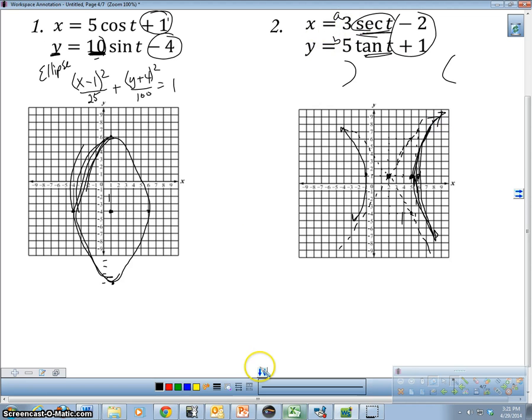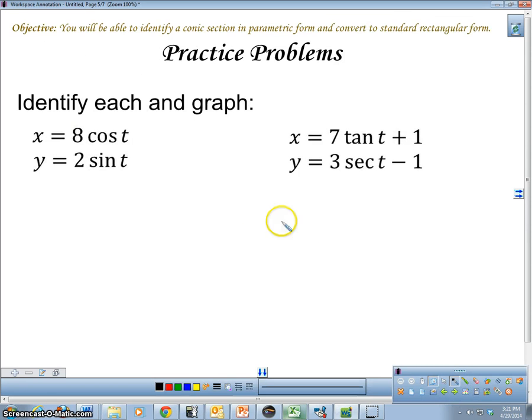All right. Okay, so here are a couple of practice problems for you to try. Make sure you try them and see what you can get, and then at the beginning of class, if you want, I can go over these. Okay, see you later.